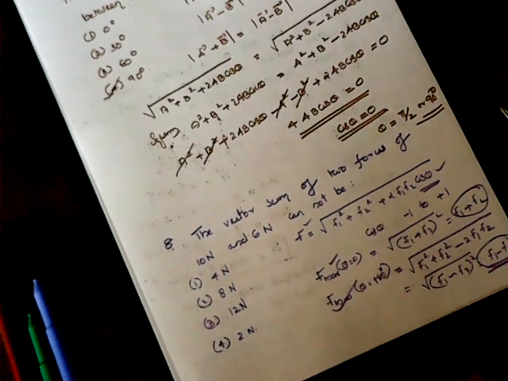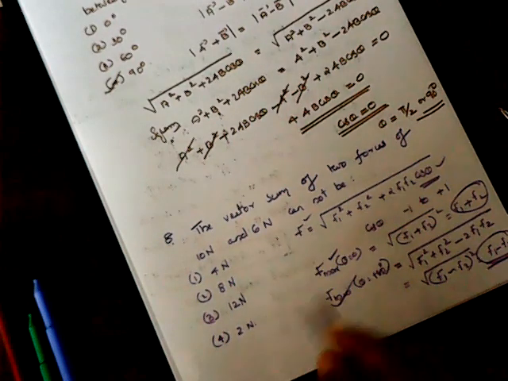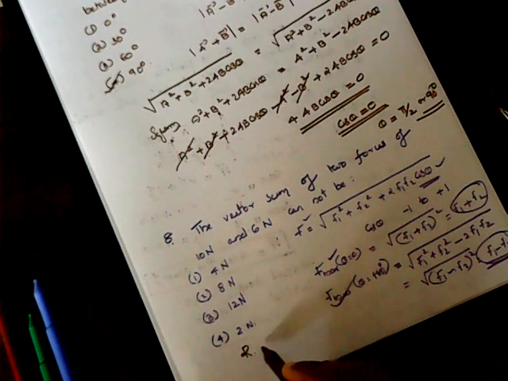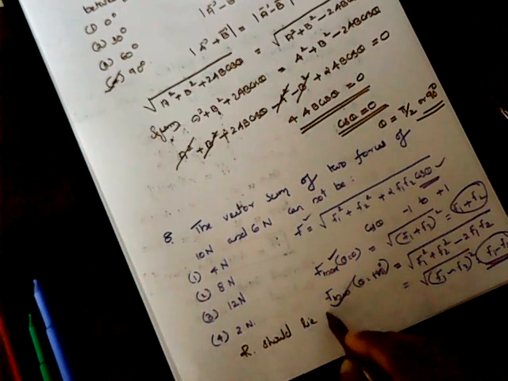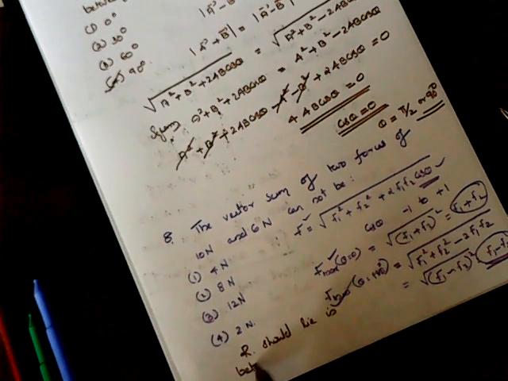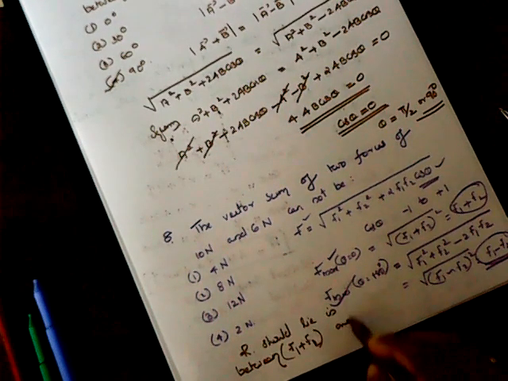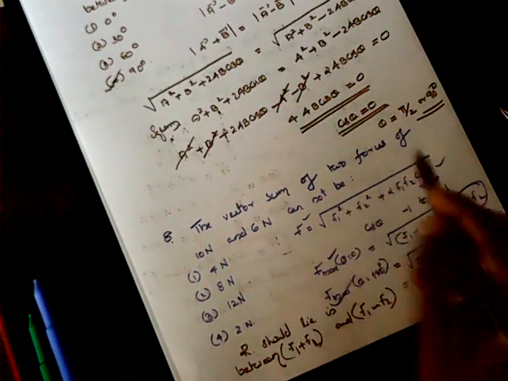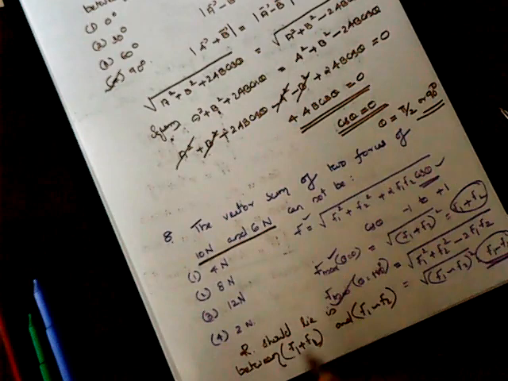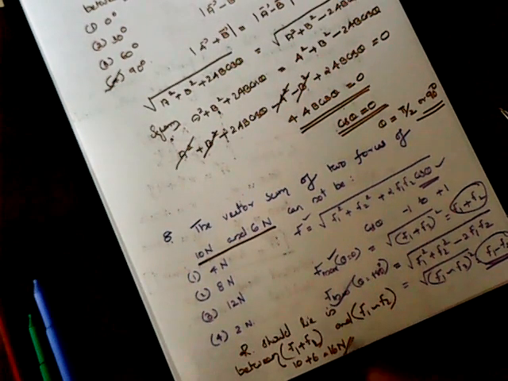So we can say the very important concept: the resultant between two vectors should lie in between the maximum value, F1 plus F2, their sum, and the minimum value, F1 minus F2. So what is the sum value here? It is 10 and 6, so 10 plus 6 is equal to 16 Newton. That is the maximum possible value.